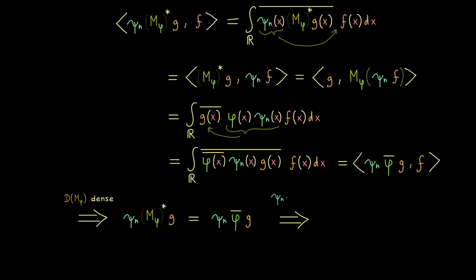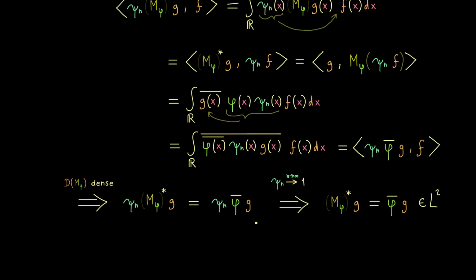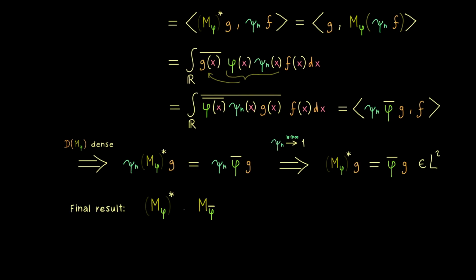And exactly on this pointwise level, we can use the fact that the psi n functions converge to 1. Hence, almost everywhere we have the equality that m phi star g is equal to phi overline g. However, since the left hand side here is an L2 function, we can conclude that the right hand side is also an L2 function. And as you might remember, this was the only thing we needed to show to see that the two domains coincide. So we get our final result. The adjoint is a multiplication operator as well.